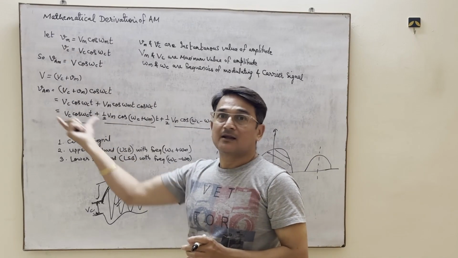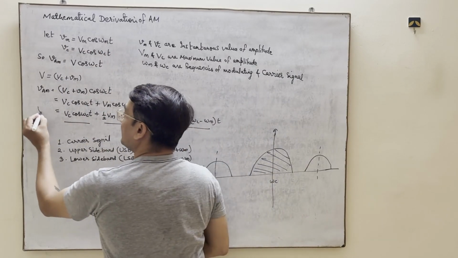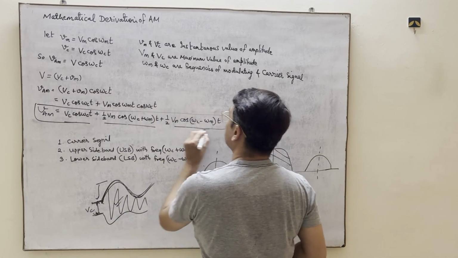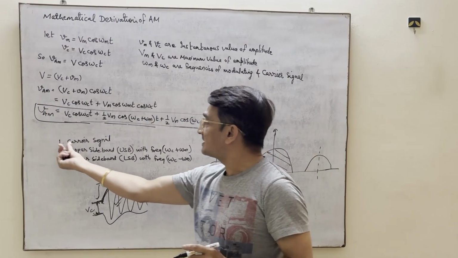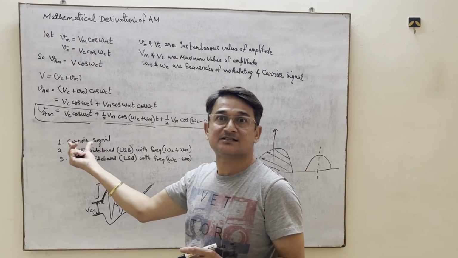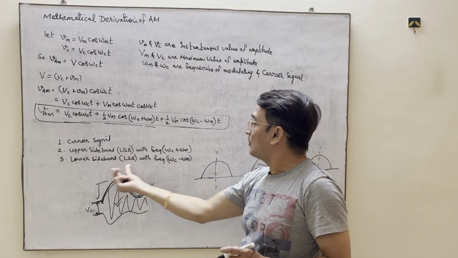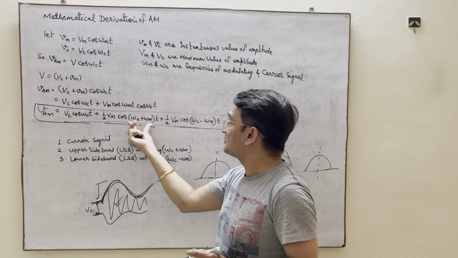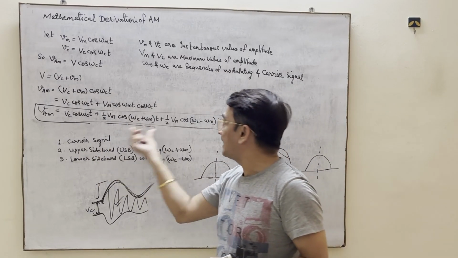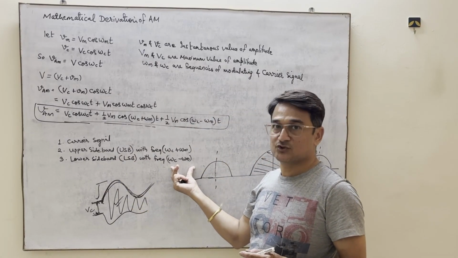So by calculating the mathematical derivation, we obtained the amplitude modulated signal Vam with this expression, which contains 3 terms. The first term is the carrier signal. As you can see, this is Vc cos omega ct, nothing but the carrier signal. Second and third terms are the upper sideband and lower sideband respectively. This part is known as the upper sideband, which has frequency omega c plus omega m, and this is the lower sideband, which has the frequency omega c minus omega m.